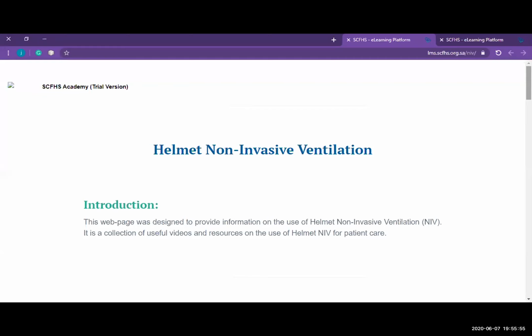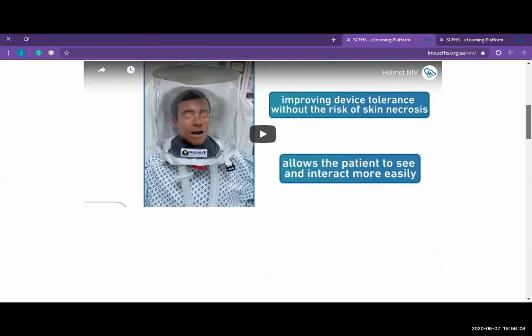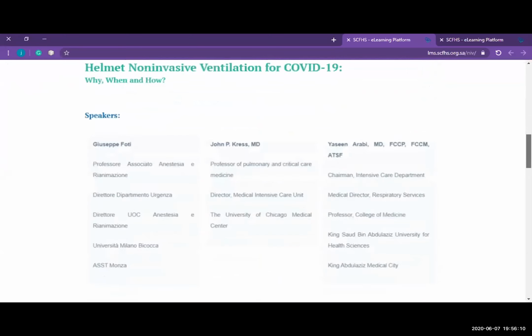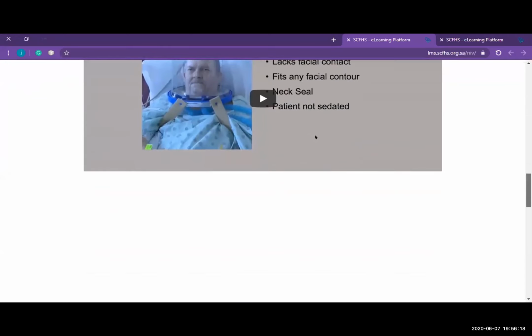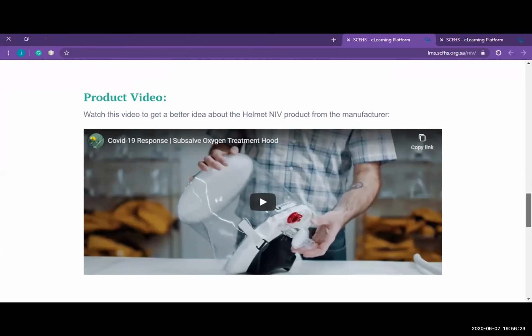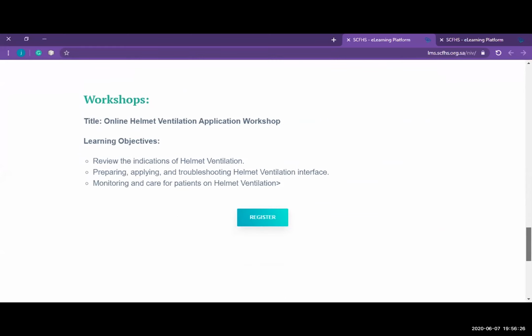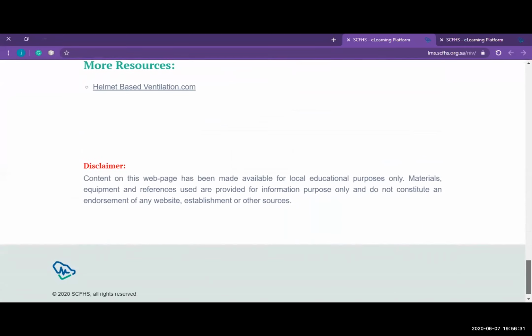I would like to take a few minutes to show the website on the screen. This is the website that I spoke about in the introduction, which is the website dedicated by the Saudi Council to Helmet Ventilation, with all the resources that you might need to initiate your helmet ventilation program in your hospital. And the lecture that I mentioned, which is part one of our series of workshops, is uploaded there, which speaks about the pathophysiology and the evidence behind the helmet.